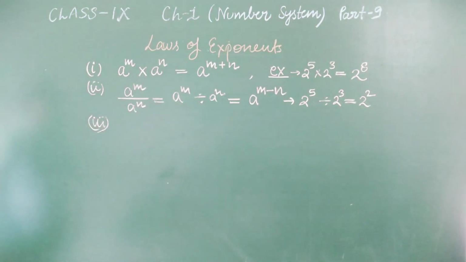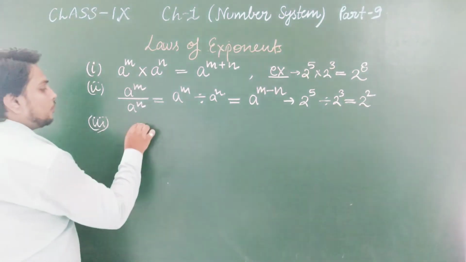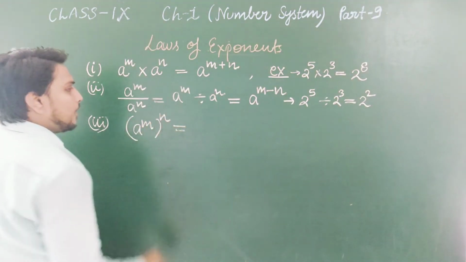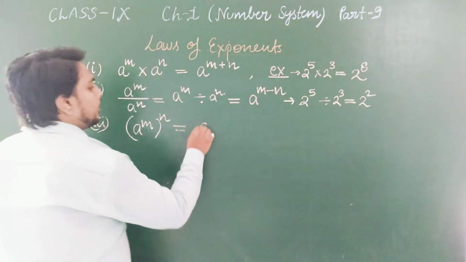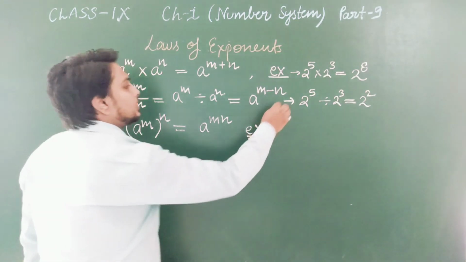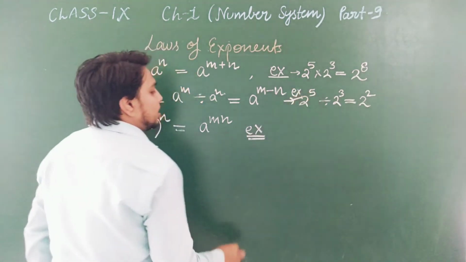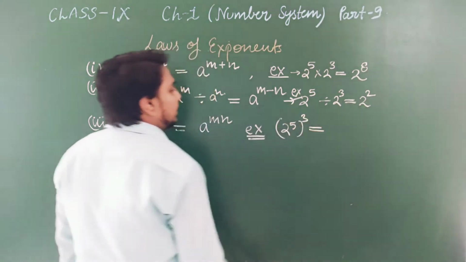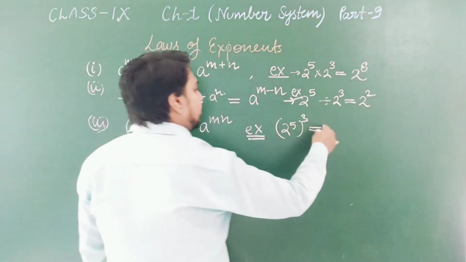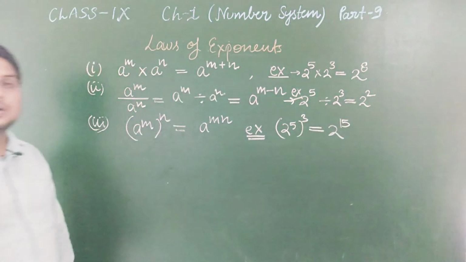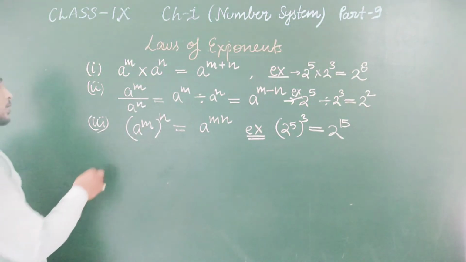Some more laws are there. If there is power to power, meaning a to the power m to the power n, then the powers will be multiplied, like a to the power mn. For example, if there is 2 to the power 5 whole to the power 3, then it will be 2 to the power 5 times 3, that is 15, meaning the powers will be multiplied. So this is the third law.